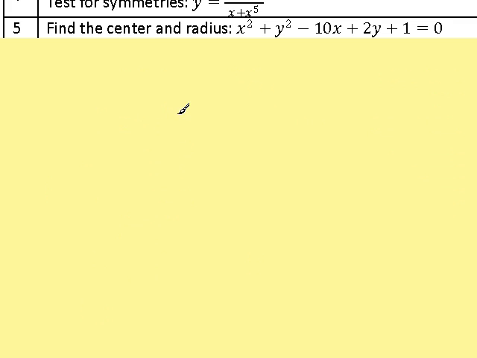In number 5, we want to find the center and radius of this circle. So we're going to complete the square in x and y. Start by putting the minus 10x next to the x squared and put a blank in for completing the square. And rearrange with plus 2y next to y squared and put in a blank for completing the square. Then subtract 1 from both sides and put in 2 blanks.